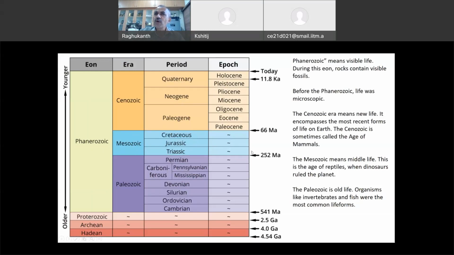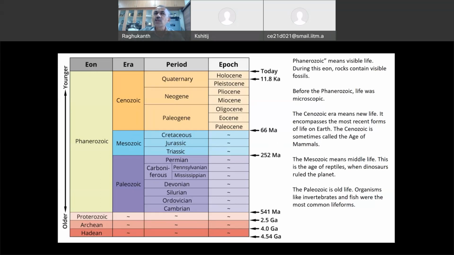Then around 252 million years ago, that is from the Paleozoic to the Mesozoic era, in geology they have found fossils. What they found was that around 252 million years ago, 90% of life on Earth went extinct. The plants, genes, everything; some huge geological process happened at 252 million years ago.